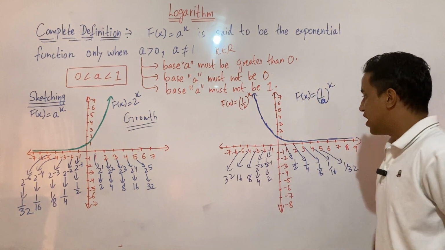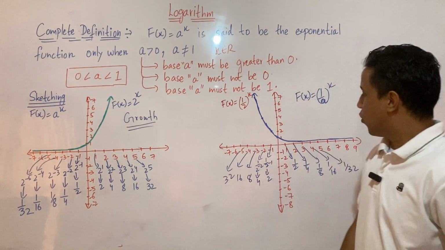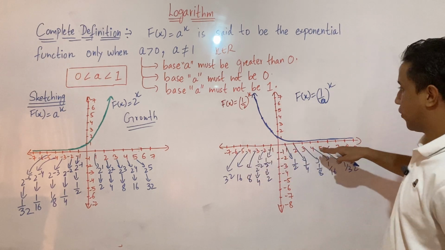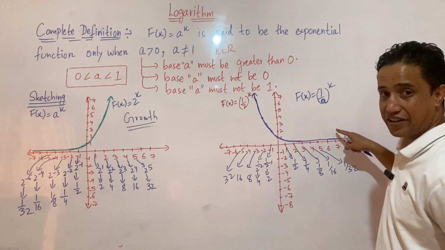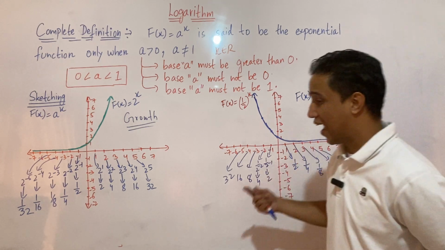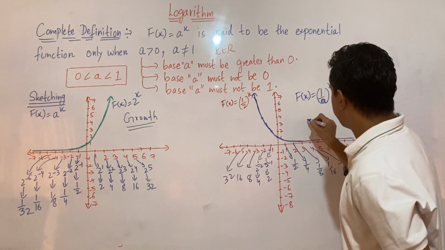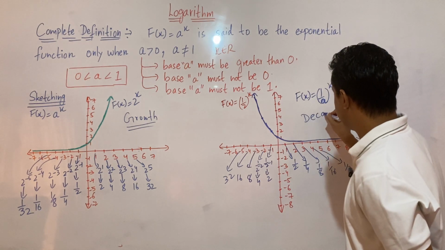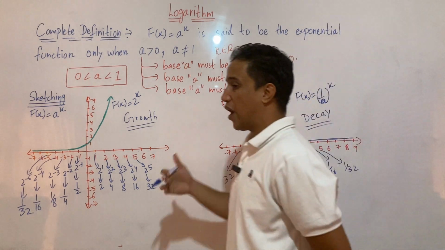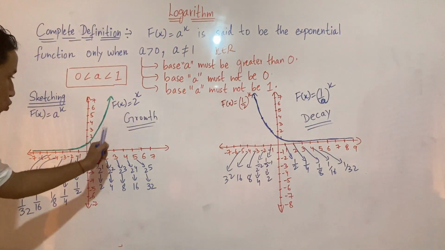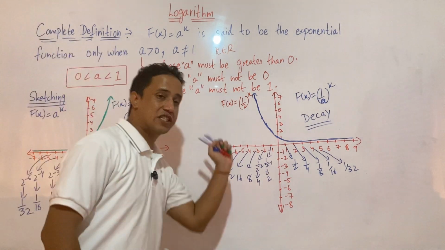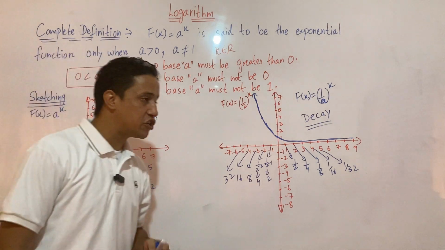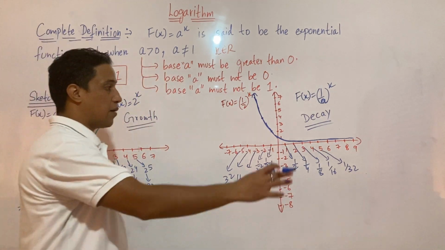But here you see that when your x is increasing, your y is decreasing, okay? Decreasing, and this is the graph of decay. Okay, so when we speak about exponential growth, we are talking about this, and when we speak about exponential decay, we talk about this.